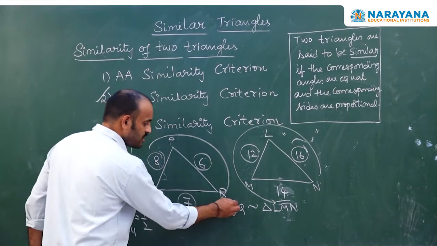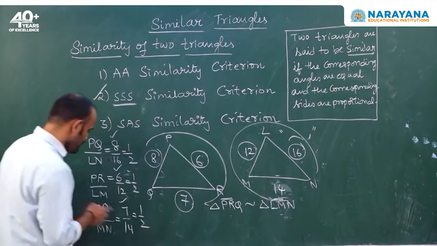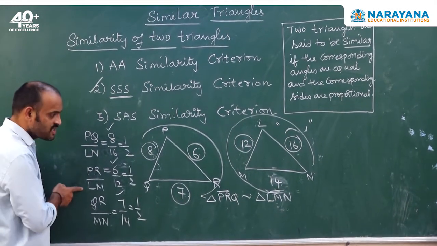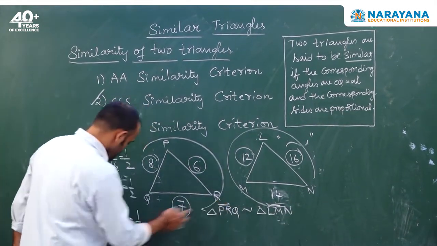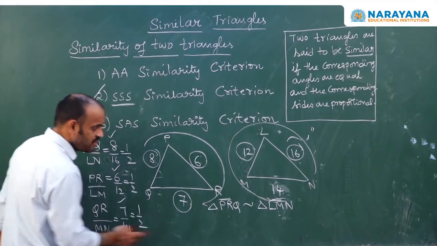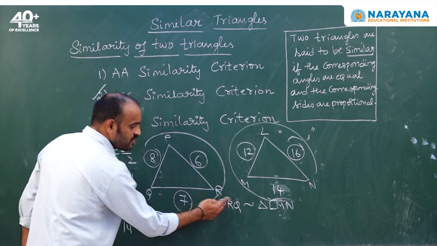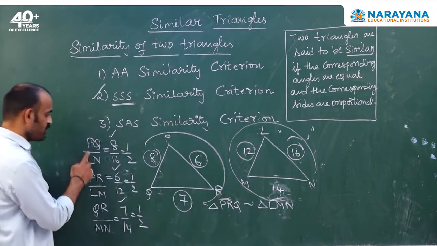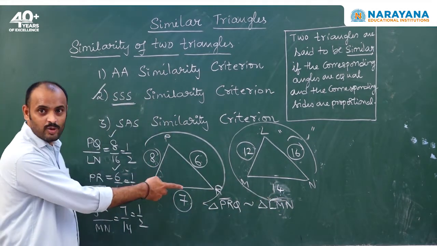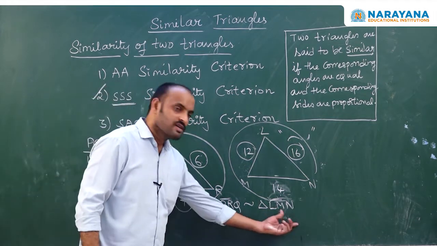For PR, the corresponding side is LM. For RQ, the corresponding side is MN. For PQ, the corresponding side is LN. So, the two triangles are similar.